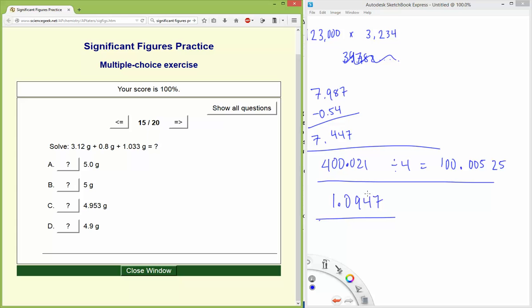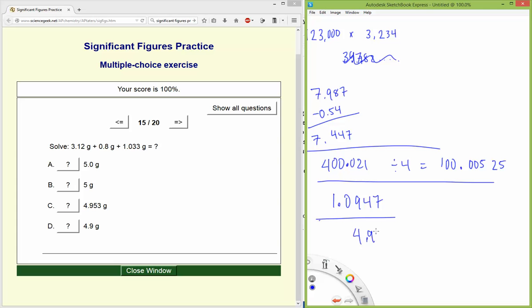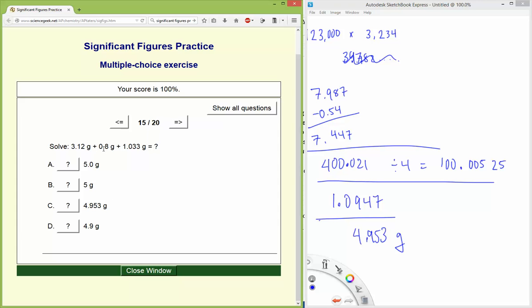Here, I'll punch these into the calculator. So 3.12 plus 0.8 plus 1.033 adds up to 4.953 when you punch these into the calculator. So what should we choose? We want to keep one spot after the decimal in our addition, so it's either going to be A or D. Because the digit after the 9 is a 5, it goes up, so it becomes 5.0, and we get A. Is that okay?